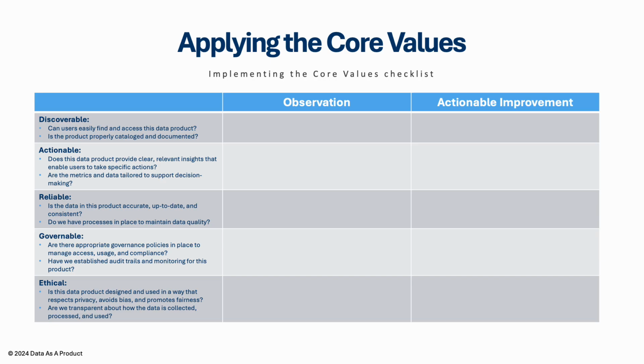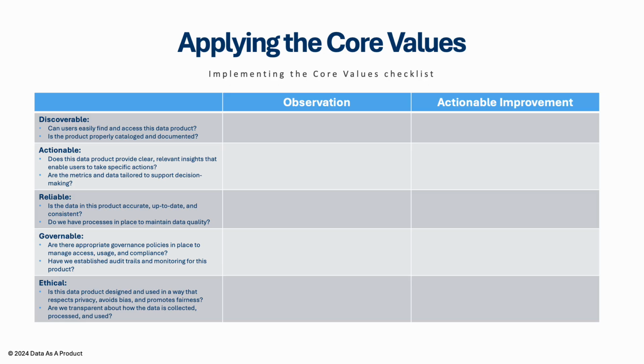The first step to using this checklist is to choose a data product. Start by selecting a data product that you're involved with. It could be a report, a dashboard, a data pipeline, data cube, or even a machine learning model. If you don't have a current project, think of a data product you've worked on in the past or one you're planning to create. Take a moment to identify your data product. Once you have it in mind, we'll move on to applying the checklist.